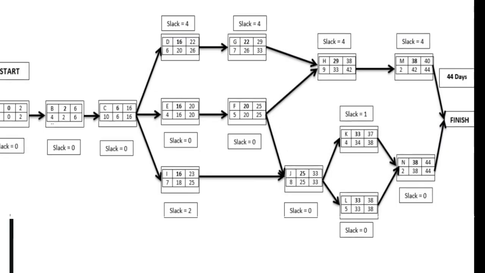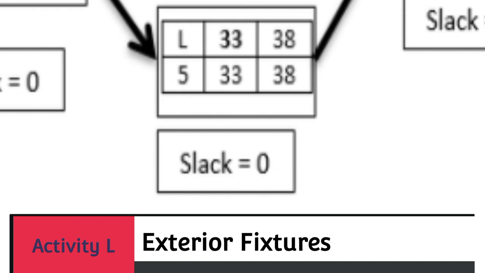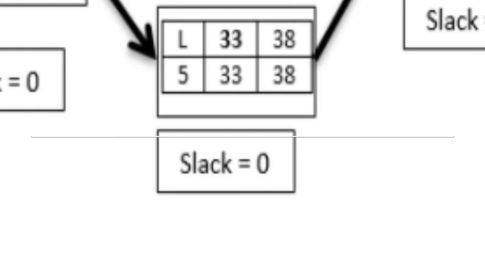Next is the exterior fixture, which has an estimated time of 5 days, an early start of day 33, a late start of day 33, an early finish of day 38, and a late finish of day 38. This activity was not critical because it doesn't have any slack.